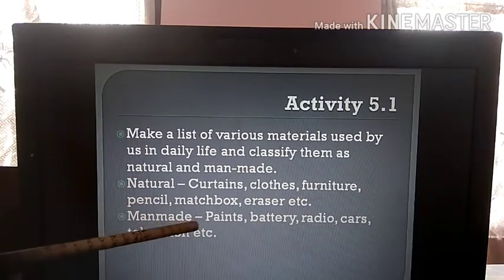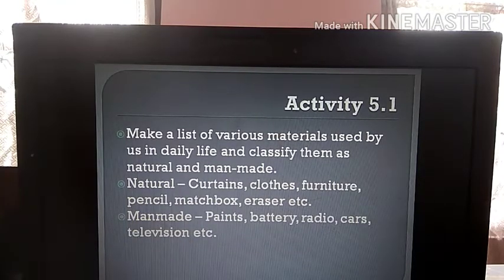Man-made items are paints, battery, radio, cars, television. All these are man-made; we don't get them from plants or from animals. So you can write your own examples. I have just given you a few examples, right?